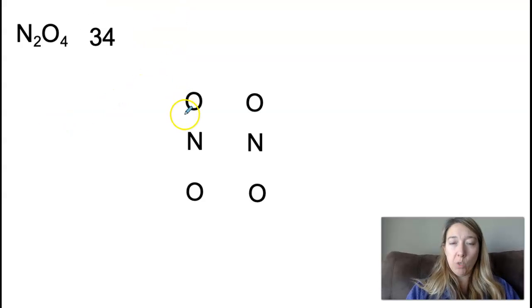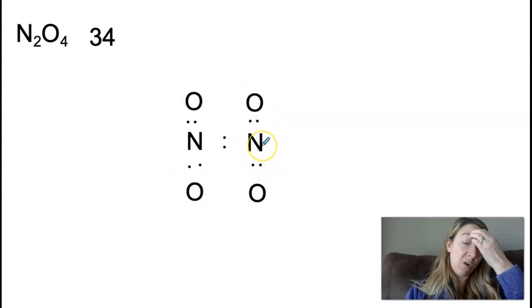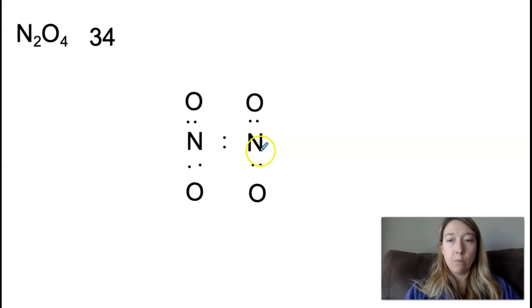So our steps were to start by placing a pair between each. So there's one pair between the N and the O. Here's another pair between this N and this O. We're going to put a pair between the 2 N's, and then a pair here, and a pair here. Okay, now we've put a pair between all the different sets, okay?